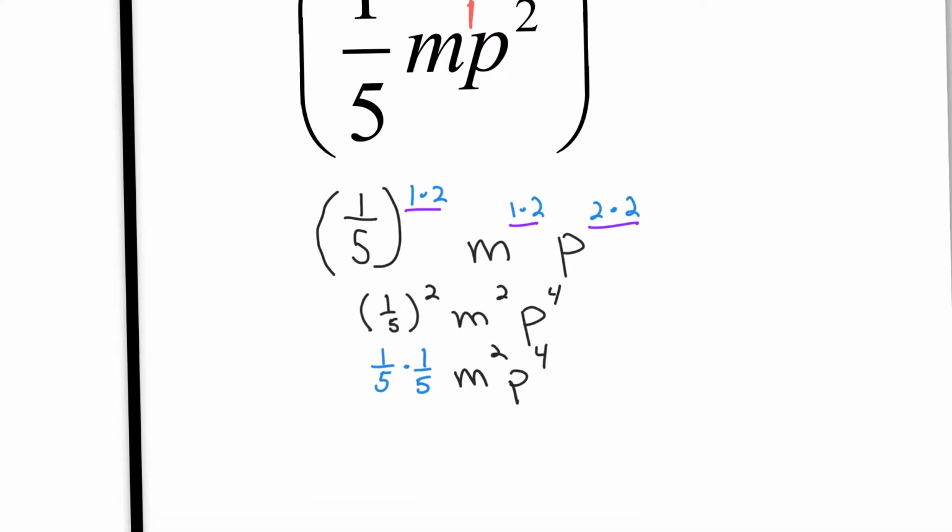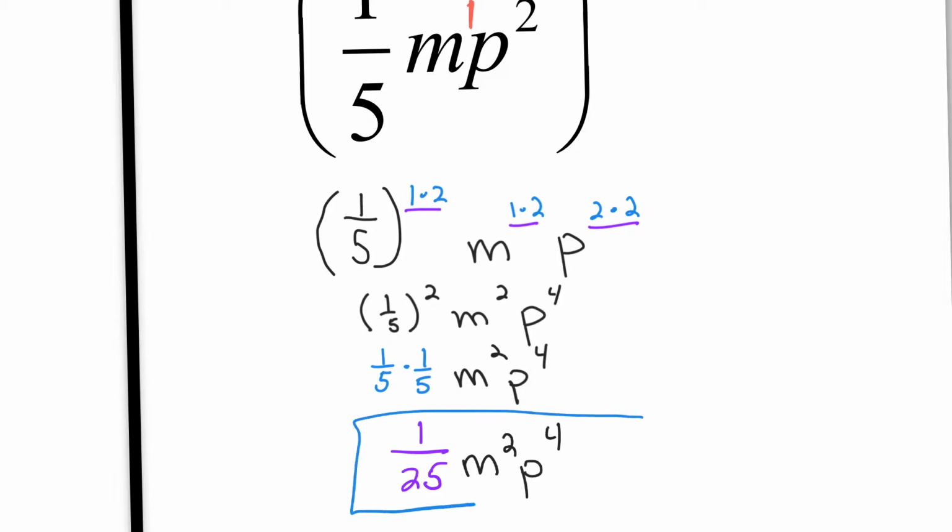But let's go ahead and multiply the actual fractions. You multiply the top, 1 times 1, that's 1. In the bottom, 5 times 5 is 25. So you have 1/25. We have the m squared, and we have the p to the 4th power. So my answer is 1/25 m squared p to the 4th power.